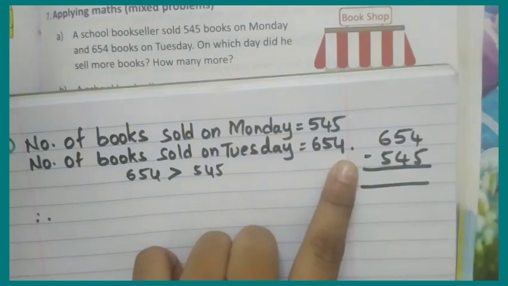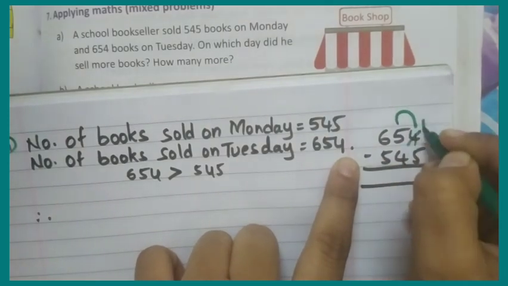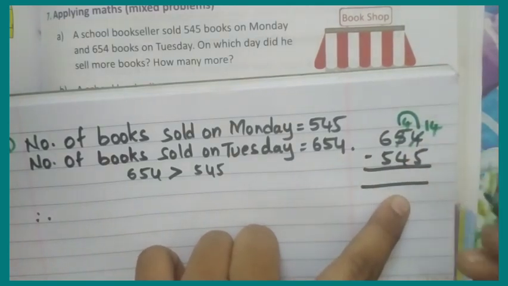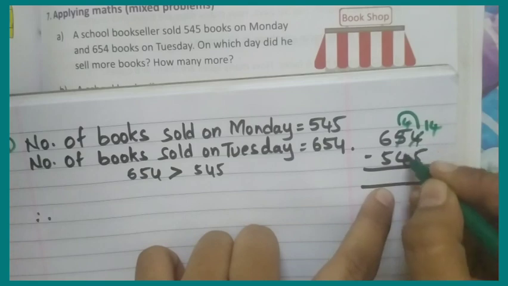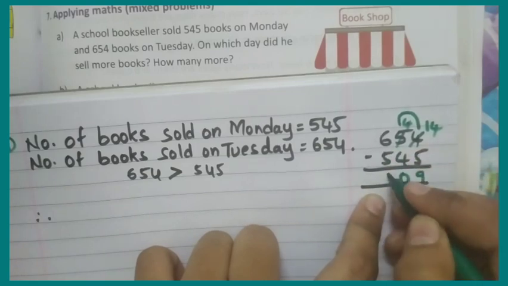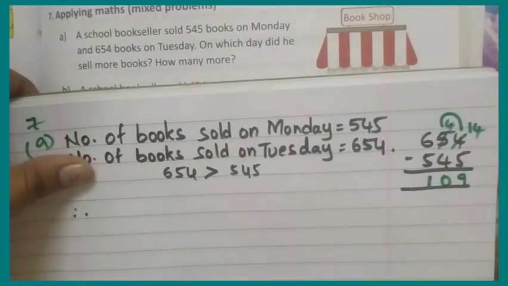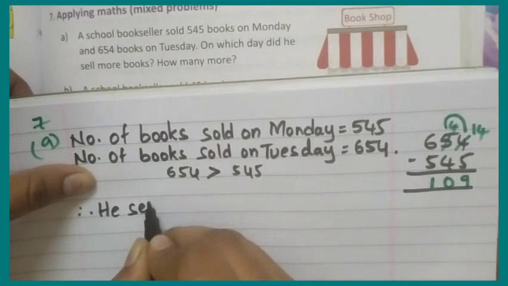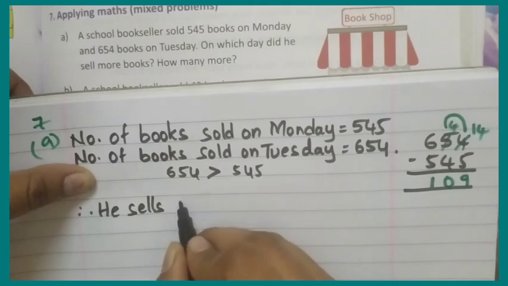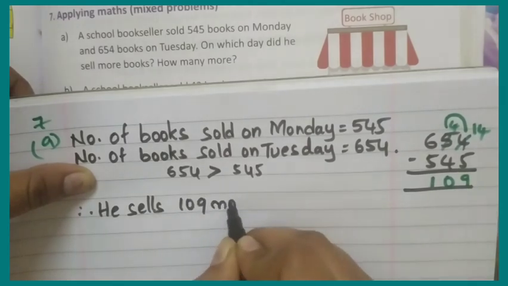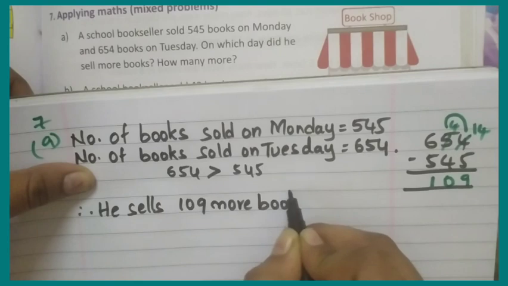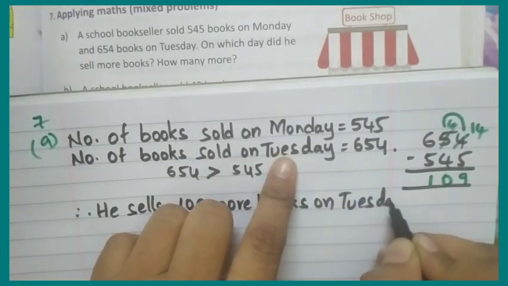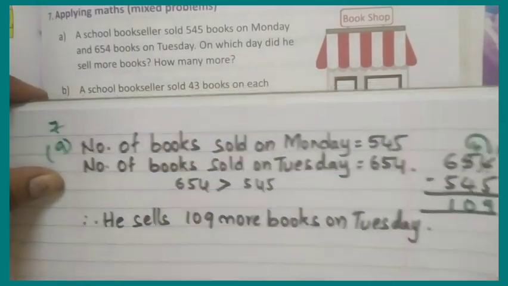From 4 we cannot subtract 5, so we will borrow. It will be 14. This 5 will become 4. 14 minus 5 is 9. 4 minus 4 is 0. 6 minus 5 is 1. Therefore, he sells 109 more books on Tuesday. Okay.